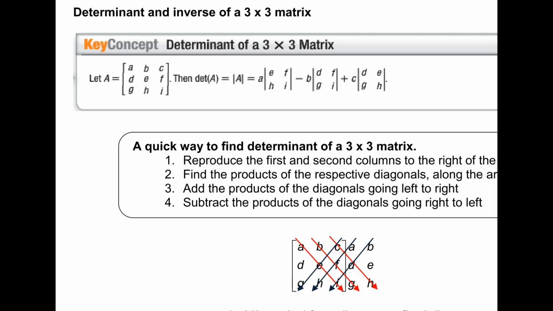Determinant and inverse of a 3x3 matrix. Alright, so here's our matrix. I labeled it A, B, C, D, E, F, G, H, I.